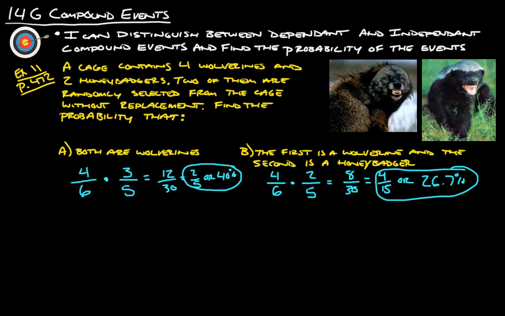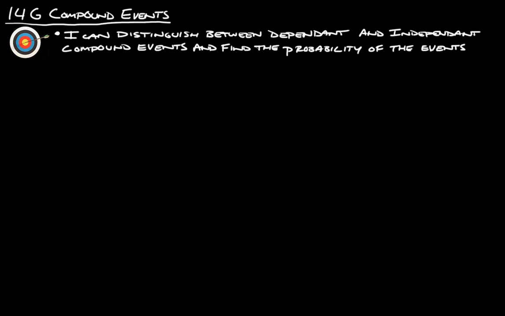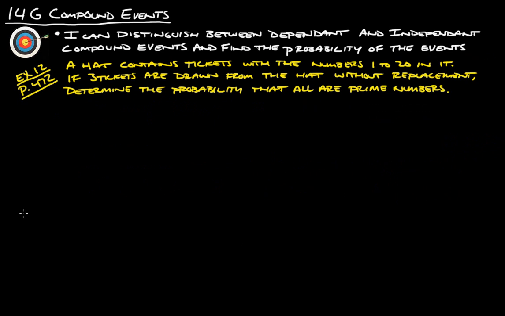Anyway, let's get back. We have one last example. Example 12 from page 472. A hat contains tickets with the numbers 1 to 20 in it. If 3 tickets are drawn from the hat without replacement, so again, if it's without replacement, that's pretty much going to be dependent events, because what happens on the first one is going to affect what happens on the second one, just like with the wolverine and honey badger question. Determine the probability that all are prime numbers.